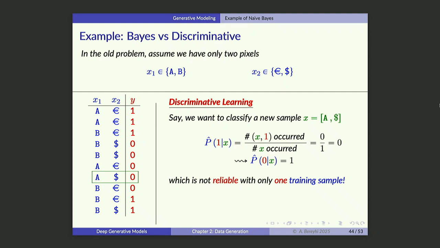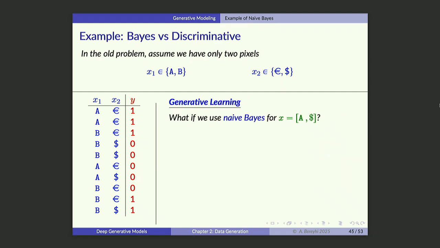OK. Now, let's do it generative. If I want to use naive Bayes, what I need to do is compute P of X given Y, right? I first go for that one. And I assume that X given Y can be decomposed in the independent form, right? So it's going to be P of X1 given Y times P of X2 given Y, right? This means that I first need to compute the probability of A happening, X1 here, given that the label is 1.